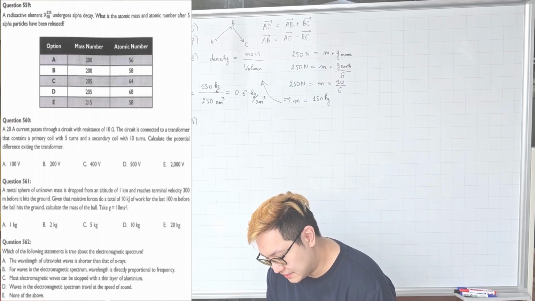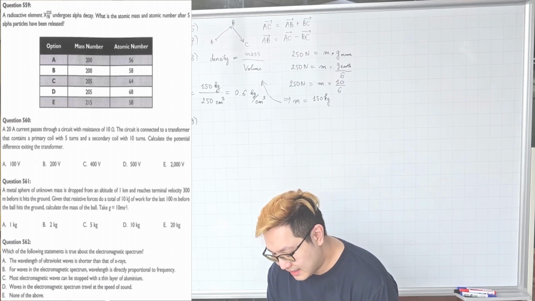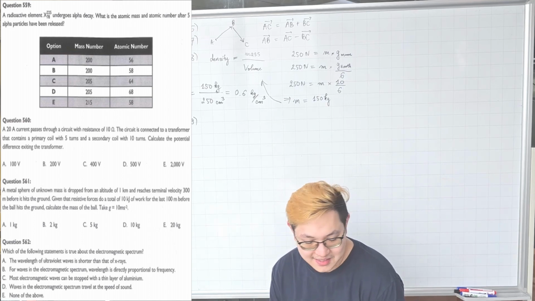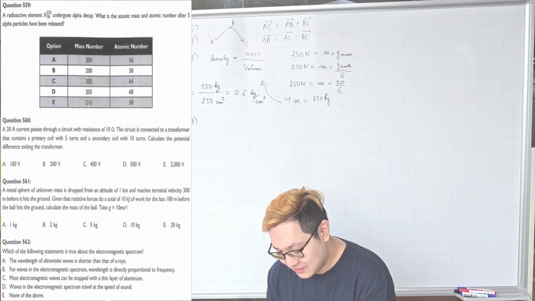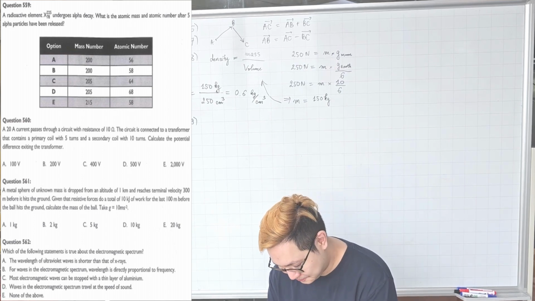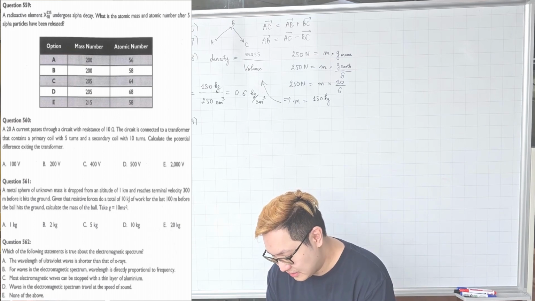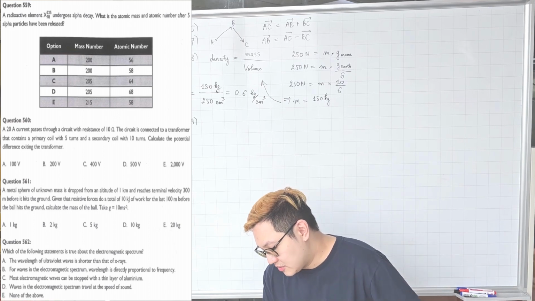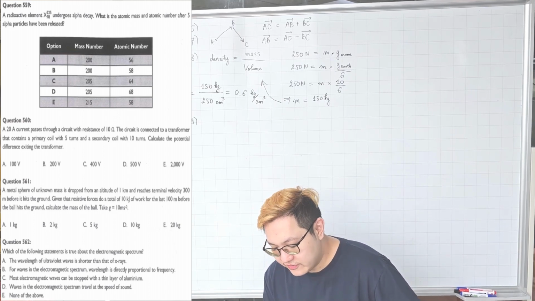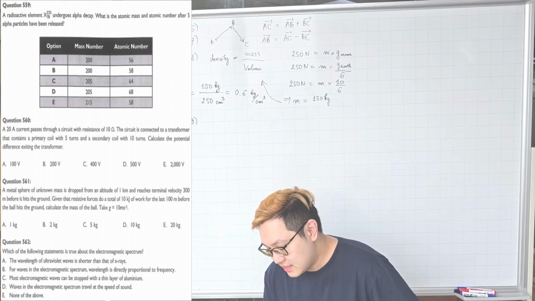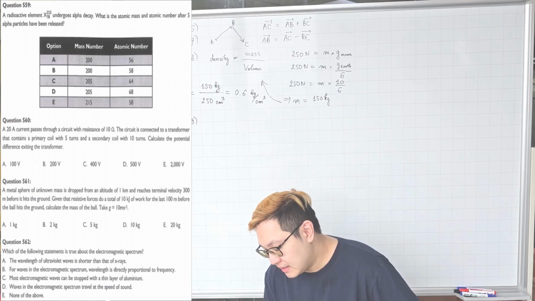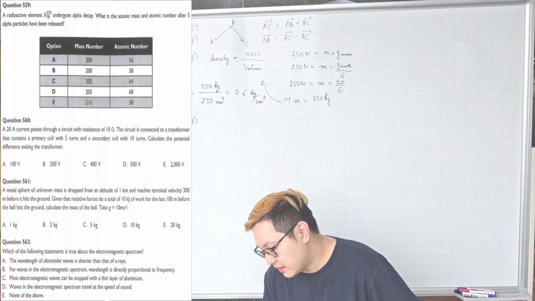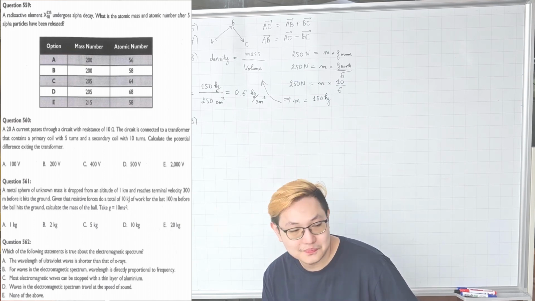Now, 559. A radioactive element X22578 undergoes alpha decay. What is the atomic mass and atomic number after 5 alpha particles have been released?